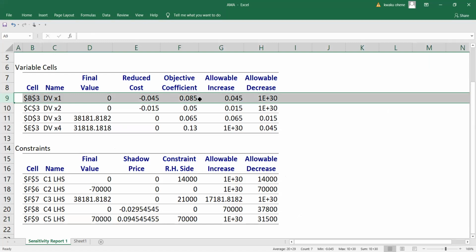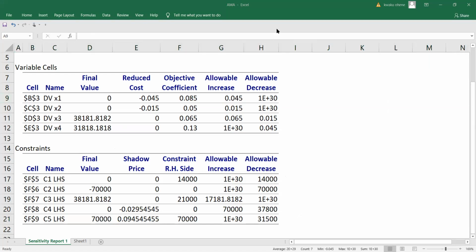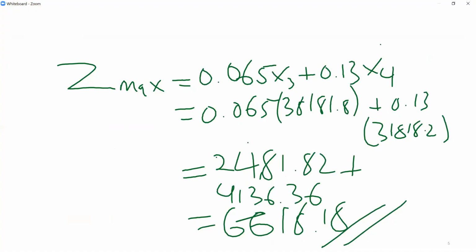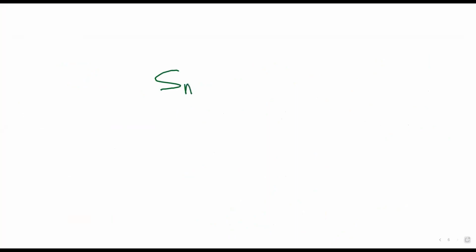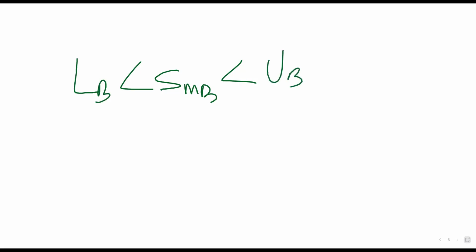How do we calculate the sensitivity range? This is just a recap. If you check the previous videos, you will notice it. The sensitivity range for municipal bonds or any other variable is given by a range, where you have the lower bound and then the upper bound.